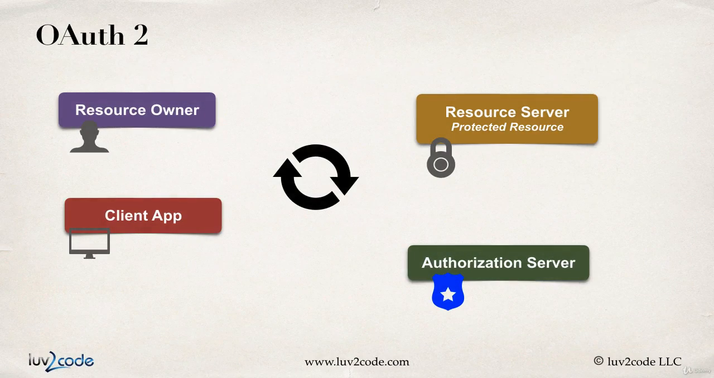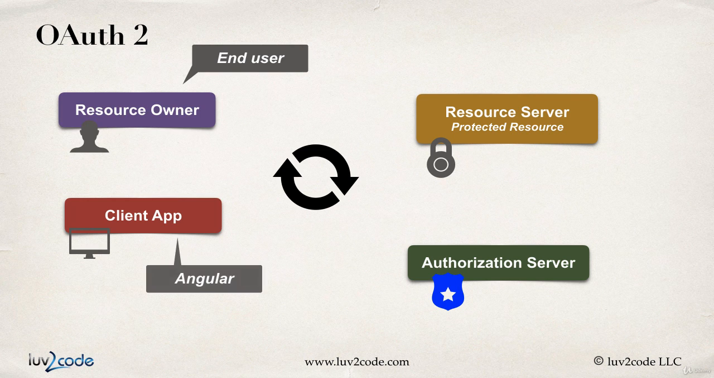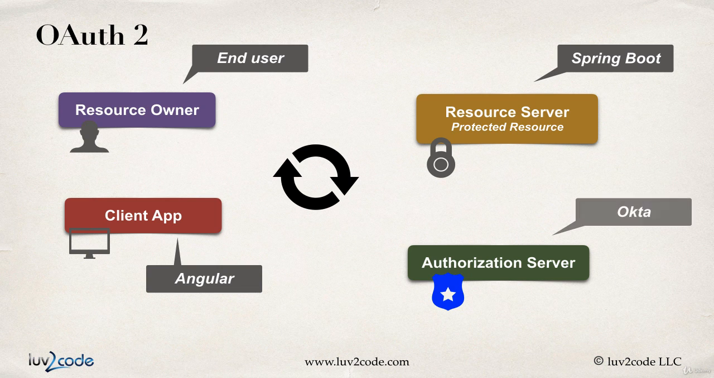So now let's kind of pull this together. On this diagram here, the resource owner is the actual end user. They'll enter their user ID and password. They'll make use of this client application. In our case, it's an Angular front-end application. And then the resource servers are Spring Boot applications, holding our protected resources, those REST APIs. And then finally, the authorization server is Okta.